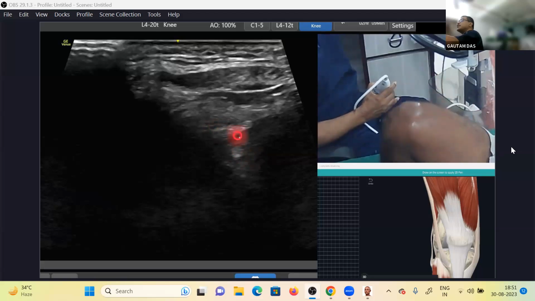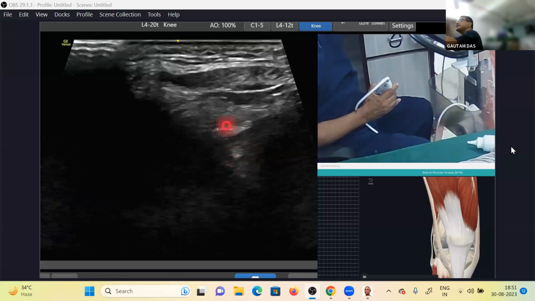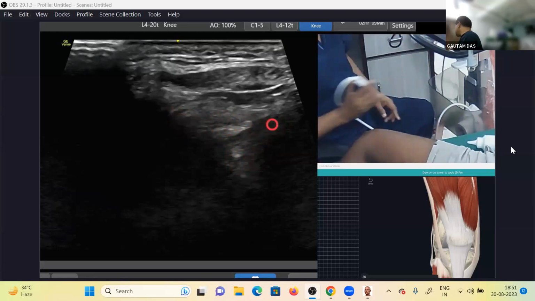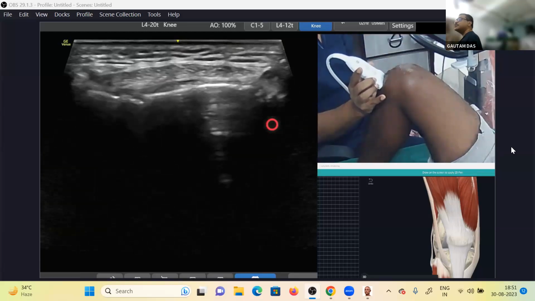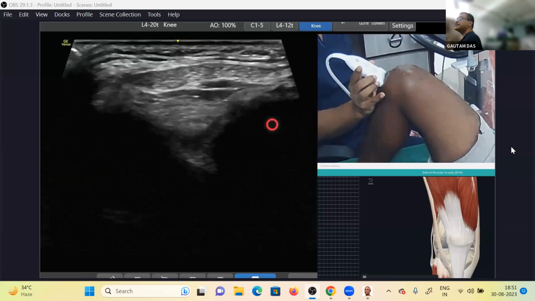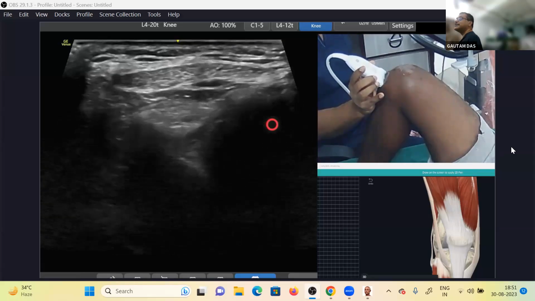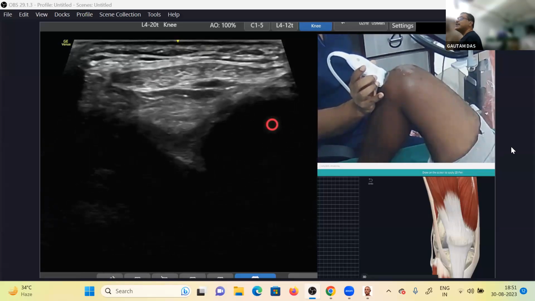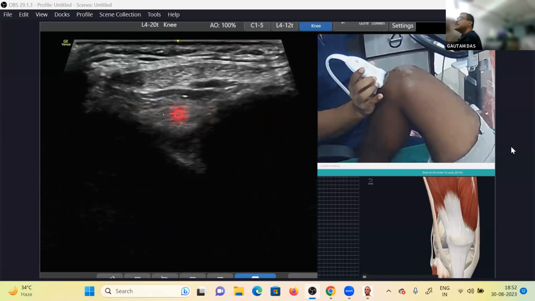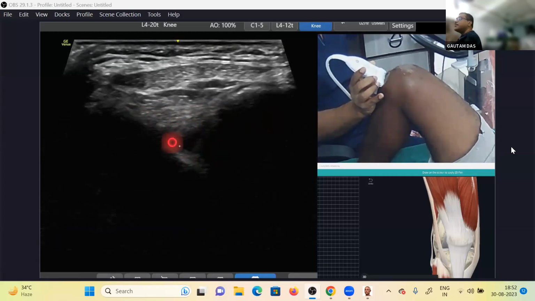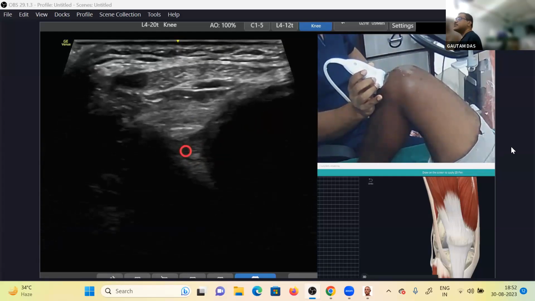So these are the two parts of the ACL, and this is your transverse meniscal ligament. Okay, is it clear? And this part is the transverse meniscal ligament. And this part, the anteromedial part, is now seen. The posterolateral part is not seen now.